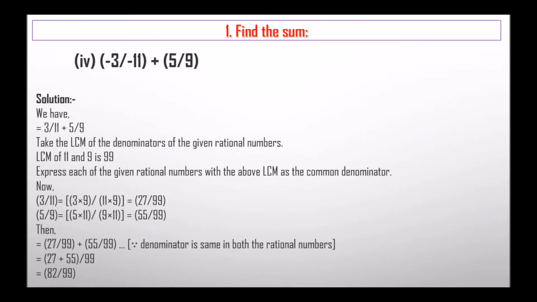Next, minus 3 upon 11 plus 5 upon 9. Here also both the denominators are different, so we will take the LCM of 11 and 9, that is 99. So we will express in the LCM form. So 27 upon 99 and 55 upon 99. We will add both of them. So 27 upon 99 plus 55 upon 99, that is 27 plus 55 upon 99, that is 82 upon 99.